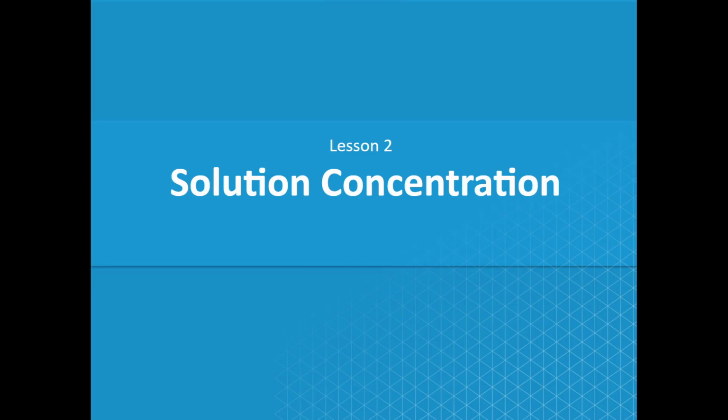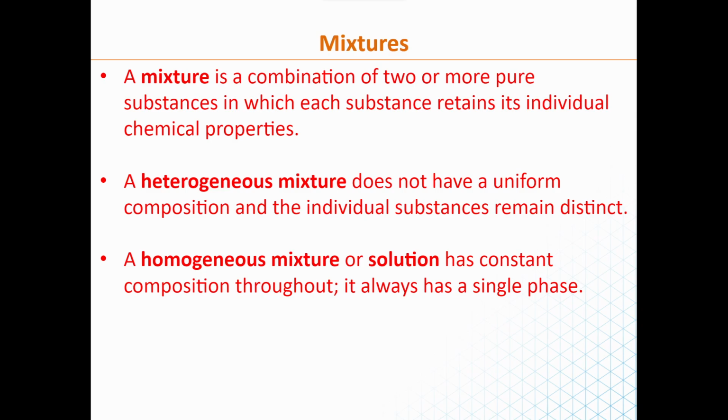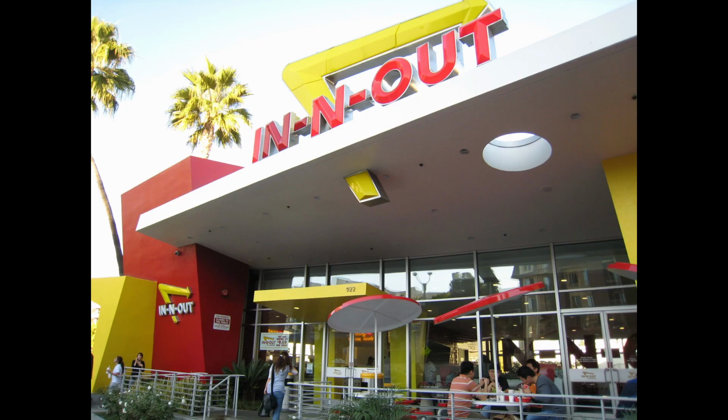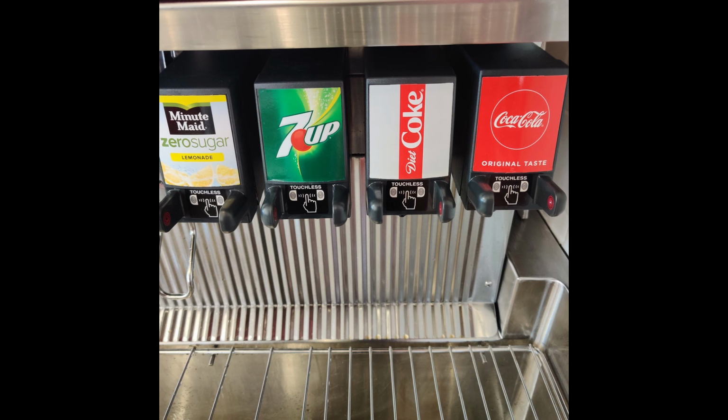Now moving on, we'll be talking about mixtures. So mixtures are 2 or more things combining. It's pretty self-explanatory. An example is when you go to, let's say, In-N-Out, you get your drink, and then you decide, I'm gonna use every single drink all in one cup, and it doesn't even taste like anything at that point.